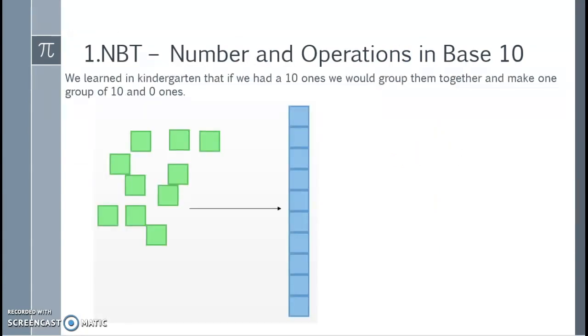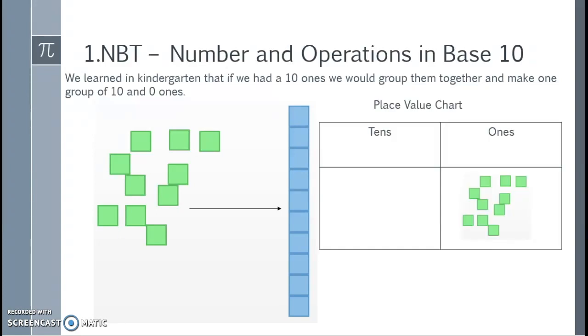So we learned in kindergarten that if we had a group of 10 ones, we could group them together and make one group of 10 and 0 ones. So I've got some base 10 pieces here. I've got 10 individual units on the left, and I'm going to group them into what we call a long, or a group of 10 for now.